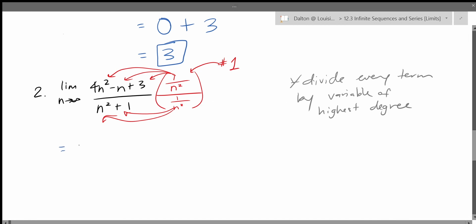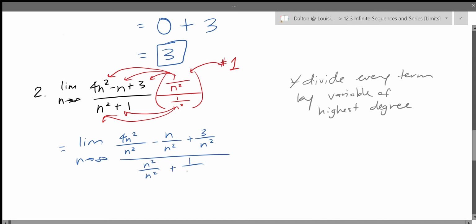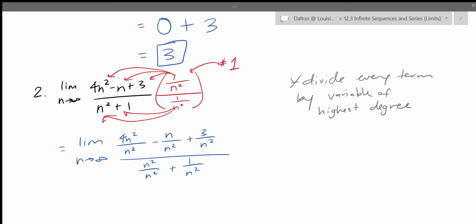Okay, so then this is going to equal the limit as n approaches infinity of, I'm going to divide all these terms by n squared: 4n squared divided by n squared minus n divided by n squared plus 3 divided by n squared, all over n squared divided by n squared plus 1 divided by n squared. So all I did was distribute those fractions there.